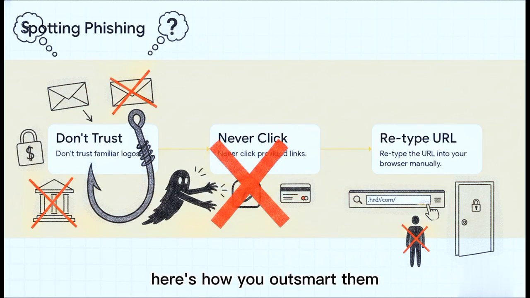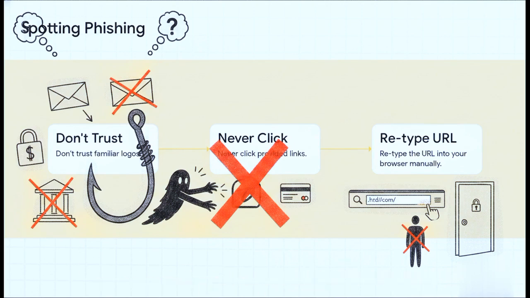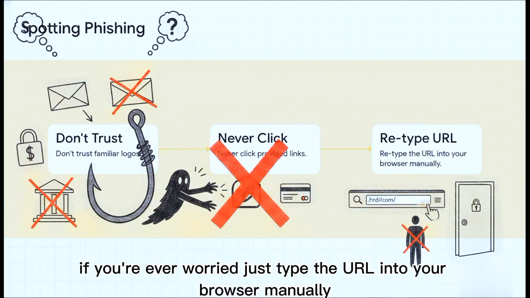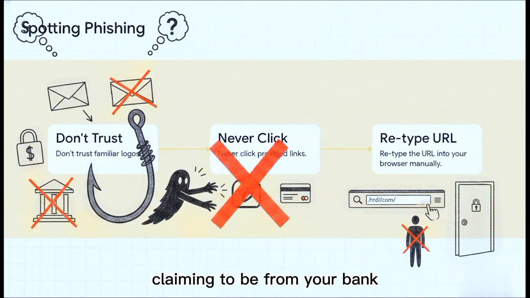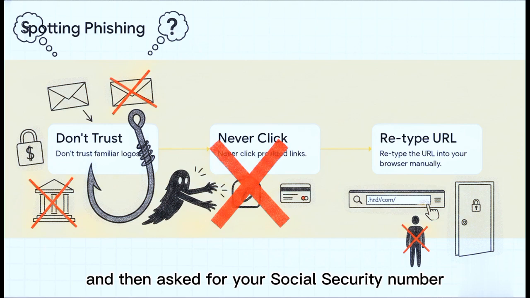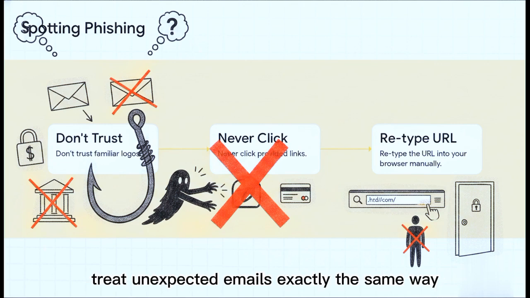Here's how you outsmart them. Never trust an email just because it slaps a familiar bank logo at the top. Never click the links they put in the message. If you're ever worried, just type the URL into your browser manually. Think of it like this. If a total stranger knocked on your front door claiming to be from your bank and then asked for your social security number, there's no way you'd give it to them, right? Treat unexpected emails exactly the same way.